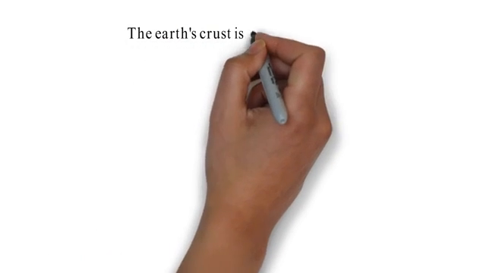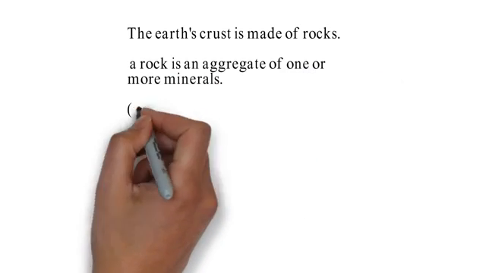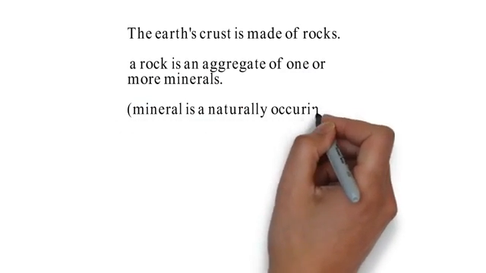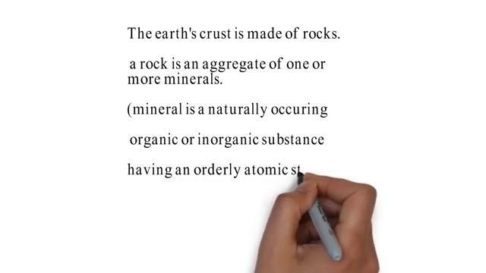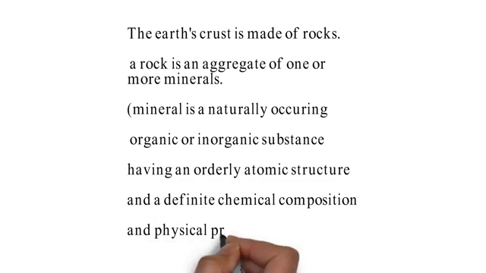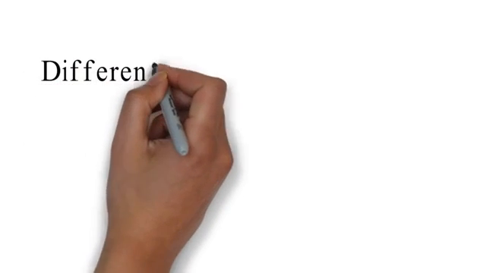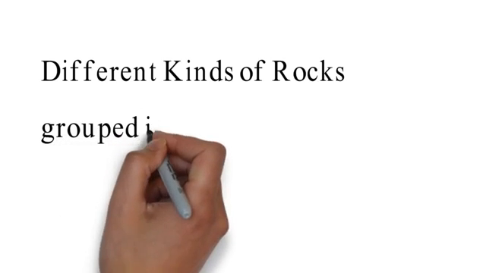What is a rock? A rock is an aggregate of one or more minerals. And what is mineral? Mineral is a naturally occurring organic or inorganic substance having an orderly atomic structure and a definite chemical composition and physical properties. Different kinds of rocks are grouped into three major families depending on their mode of formation.